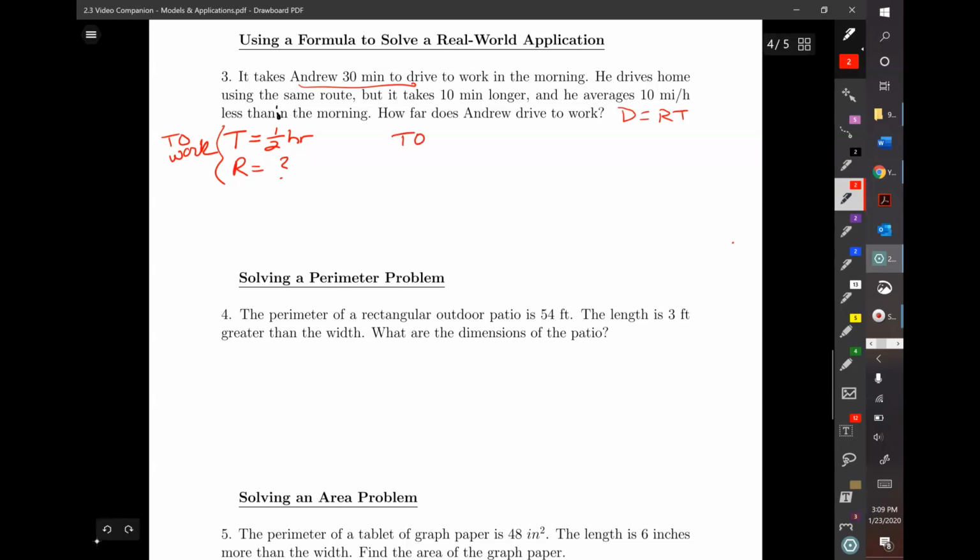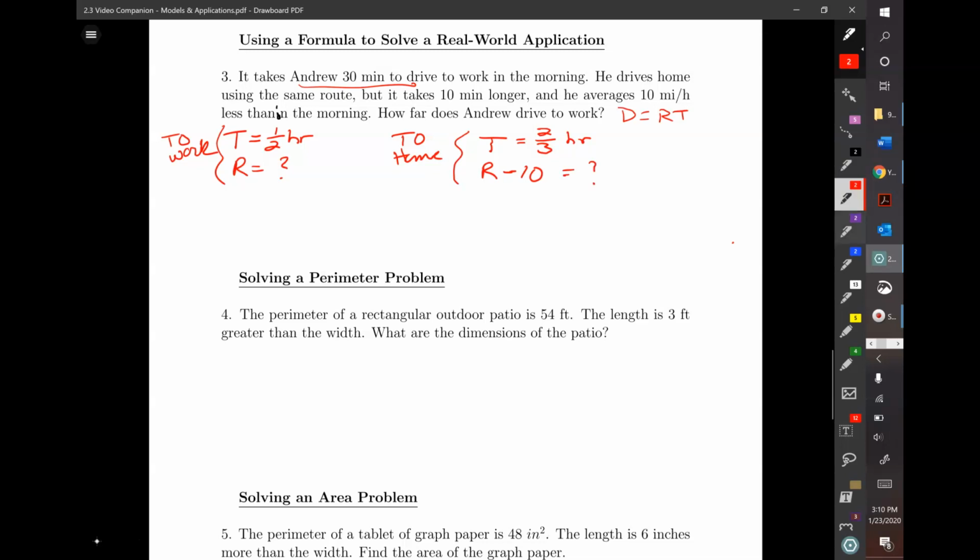And then to home, that info I'm going to put over here off to the right. The time is 10 minutes longer, so that's going to be 40 minutes. Let's convert that to a fraction of an hour, 2/3 of an hour. The rate, again, we don't know, but we know his average speed is 10 miles per hour less. So we're going to go R minus 10. Okay, and we don't know that. We're going to have to figure that out.